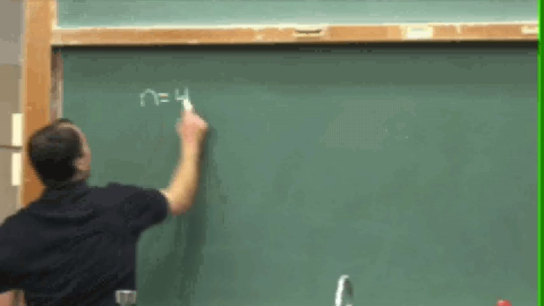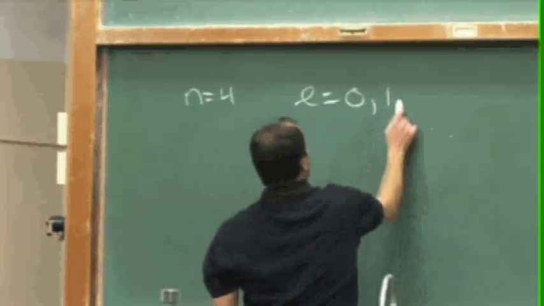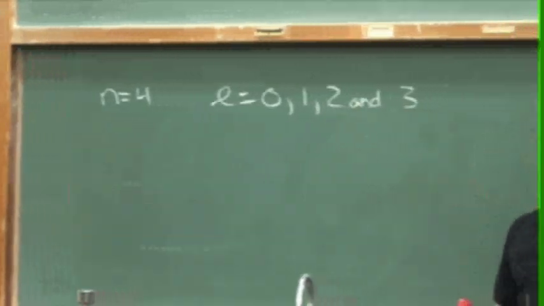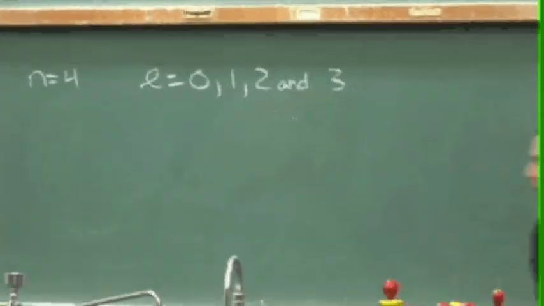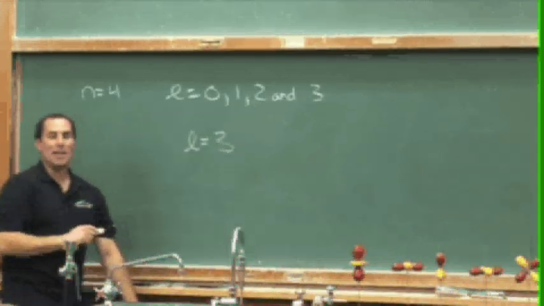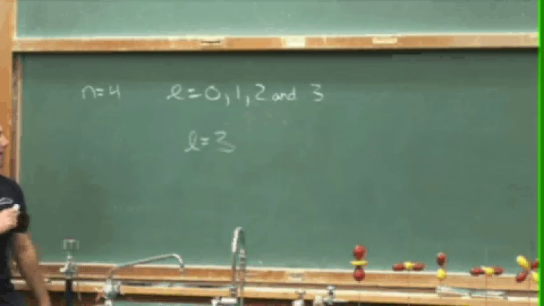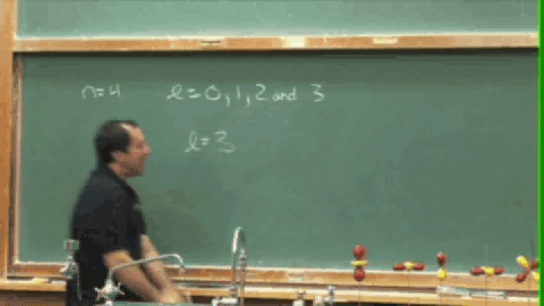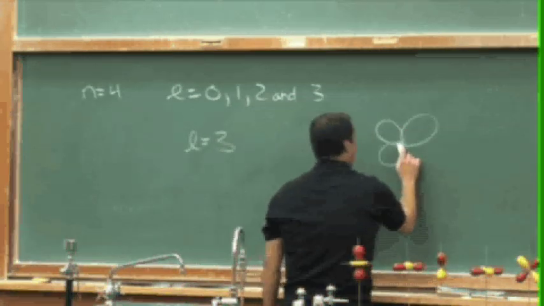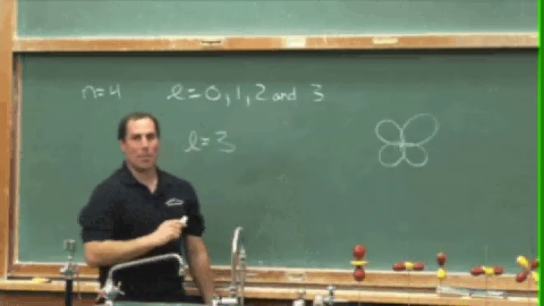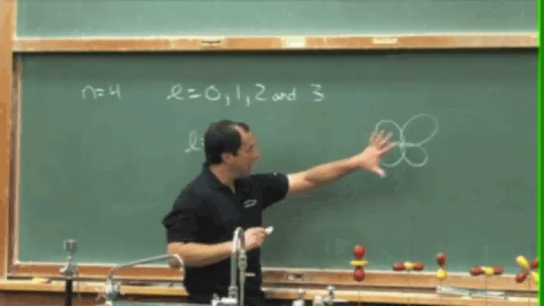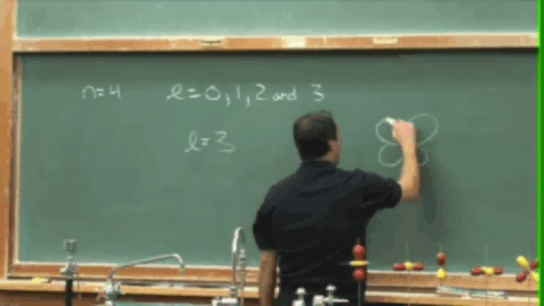When n is equal to 4, L can be equal to 0, 1, 2, and 3. That gives us our new case when L is equal to 3. When L is equal to 3, we get 7. You can have a look at your textbook and see the representations of the 7. They look like the d's, where you get 4 of these lobes, except there's a total of 8 lobes. Four of these lobes are coming out at you, and 4 are going back into the board.